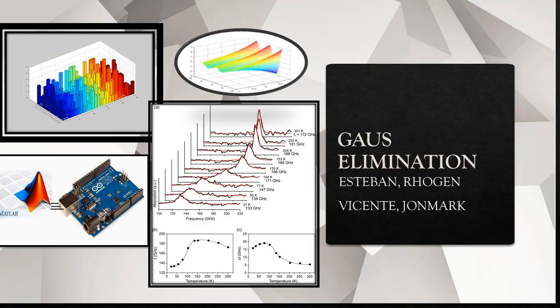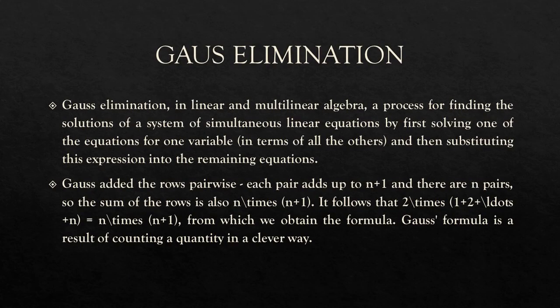Next, we have Gaussian elimination. Gaussian elimination is a linear algebraic process for finding the solutions of a system of simultaneous linear equations by first solving one of the equations for one of the variables. Next, Gauss added the rows pairwise.